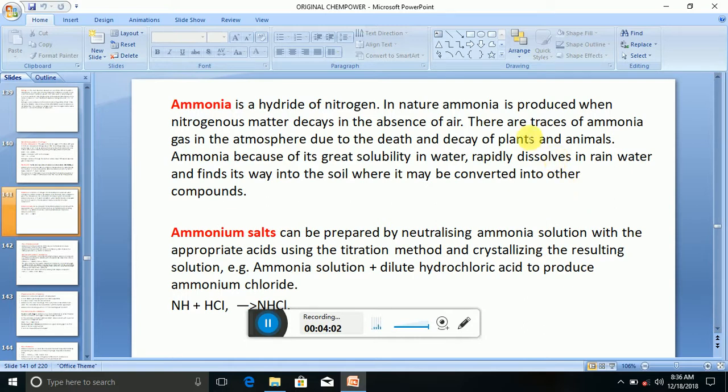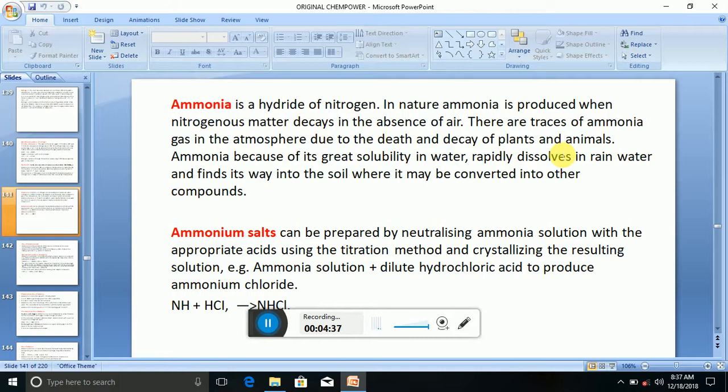Now let's look at nitrogen compounds like ammonia. Ammonia is the hydride of nitrogen. In nature, ammonia is produced when nitrogenous matter decays in the absence of air. So actually ammonia is a hydride of nitrogen and it is produced when nitrogenous matter decays in the absence of air.